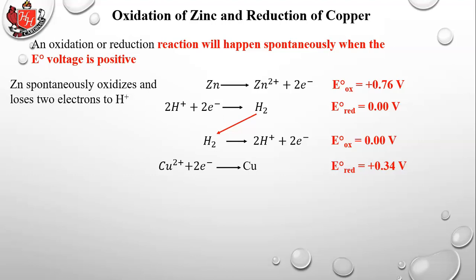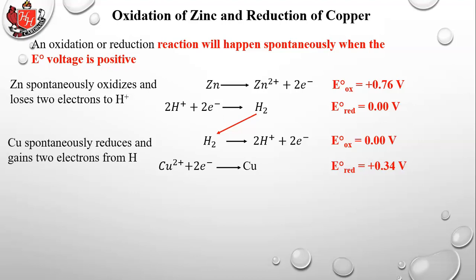Both of these reactions happen naturally. Zinc gives up 2 electrons to hydrogen, and copper takes in 2 electrons from hydrogen. So you notice that both of the potentials, both oxidation and reduction, are positive. That means those reactions will happen naturally. So copper spontaneously reduces and gains 2 electrons from hydrogen.